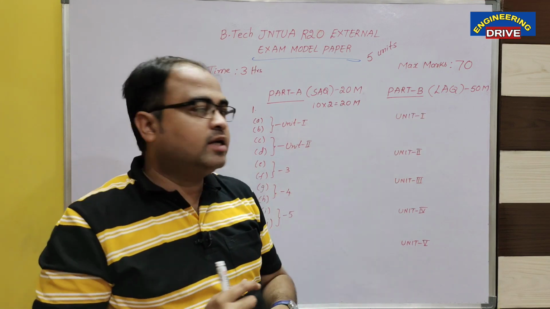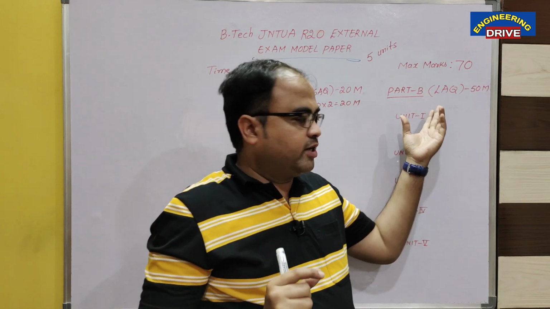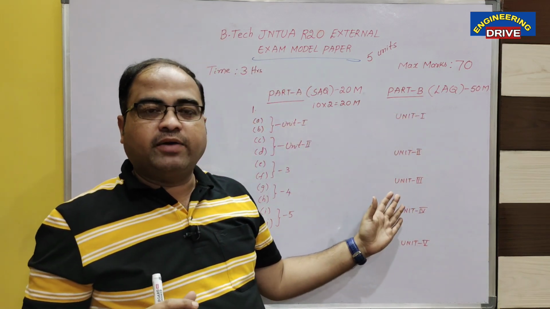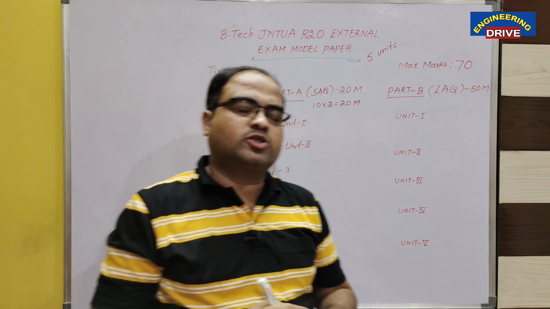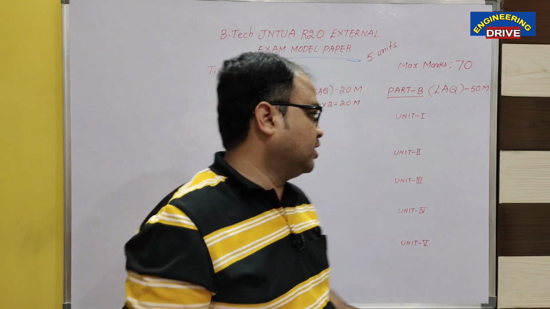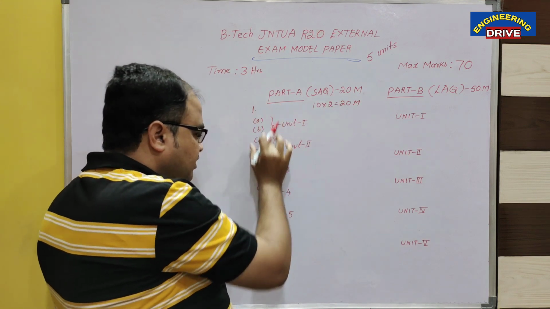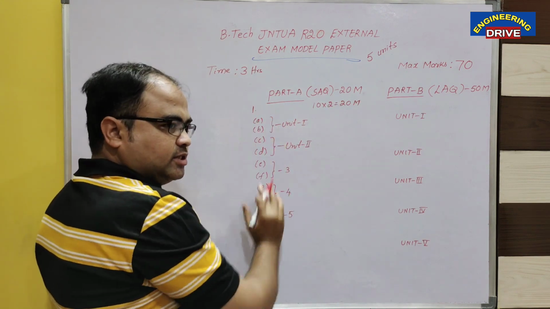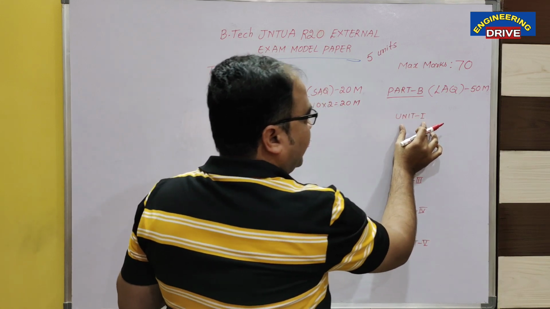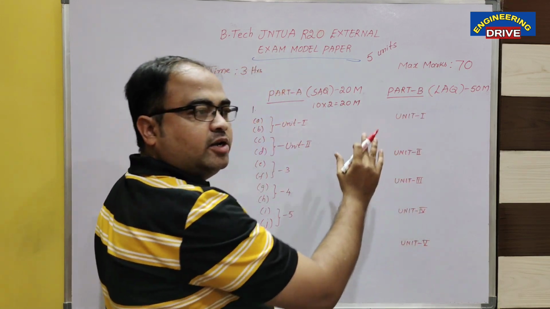Now, coming to part B, which is very, very important, here you will have a total of 10 long answer questions. How many long answer questions? 10 long answer questions. We know that question 1, 20 marks, actually consists of 10 sub questions. Then in part B, the questions are divided unit wise.